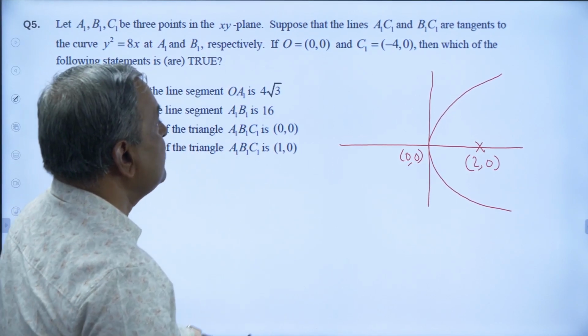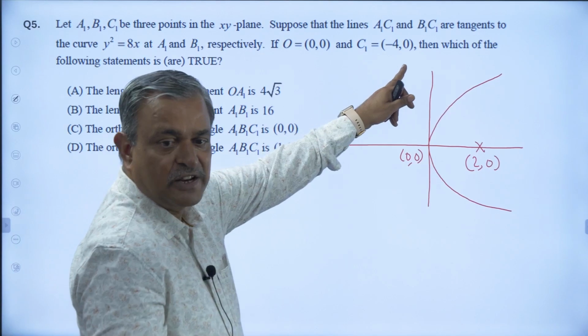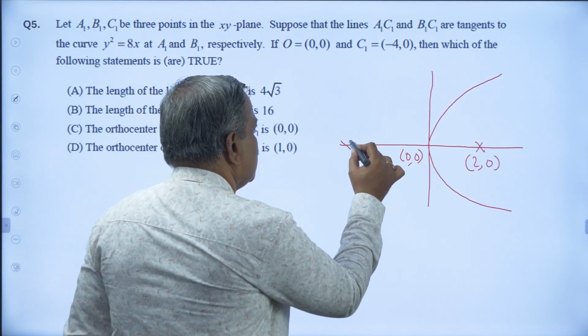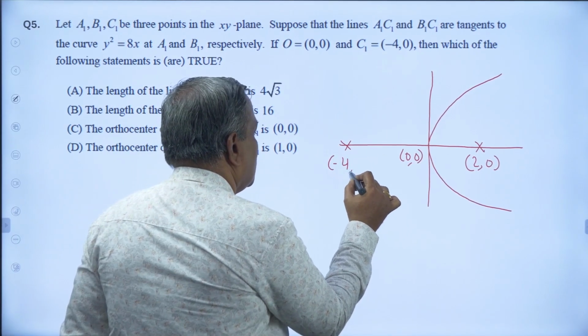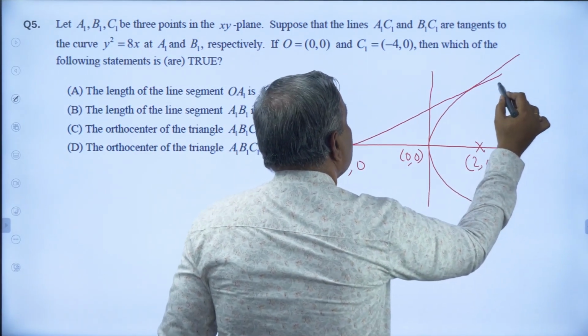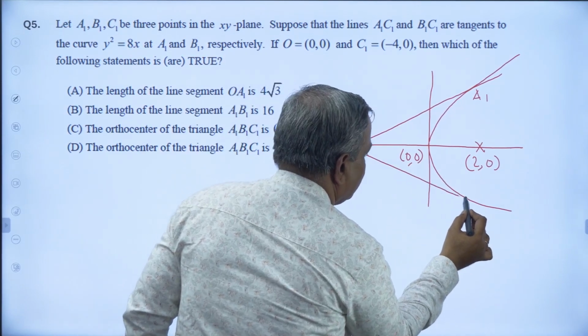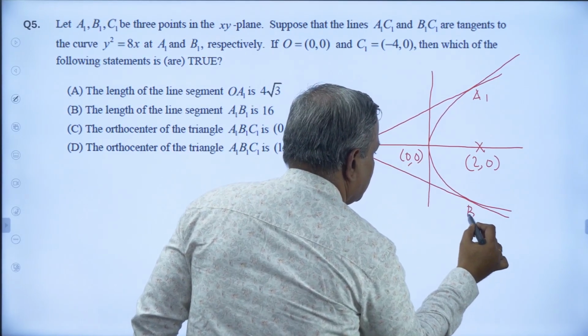Now, A1C1, what is common? C1. They gave us C1 as minus 4, 0. This is minus 4 comma 0. You draw a tangent. This is one tangent. It is the A1 point. This is another tangent, B1 point.